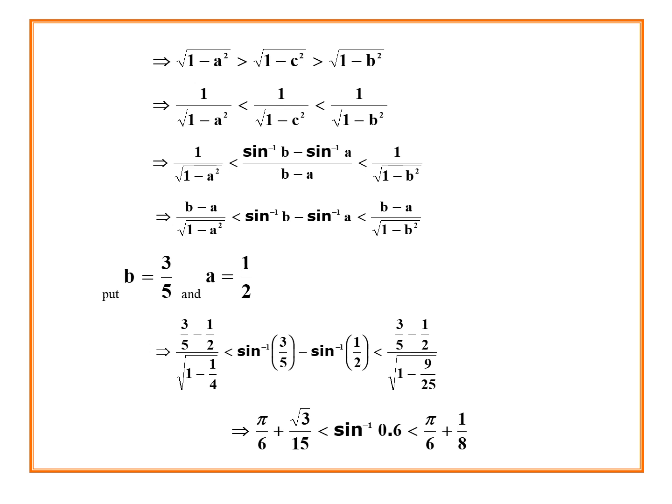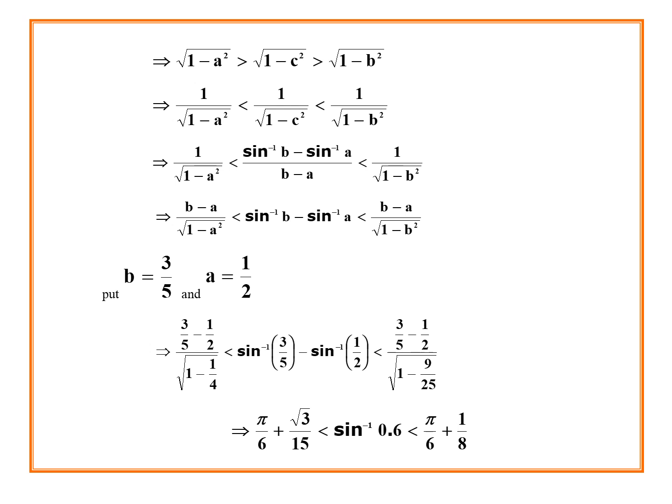Continuing the above problem, that implies root over 1 minus a square is greater than root over 1 minus c square, which is greater than root over 1 minus b square. So 1 by root over 1 minus a square is less than 1 by root over 1 minus c square, which is less than 1 by root over 1 minus b square. That implies 1 by root over 1 minus a square is less than sin inverse b minus sin inverse a by b minus a, which is less than 1 by root over 1 minus b square.